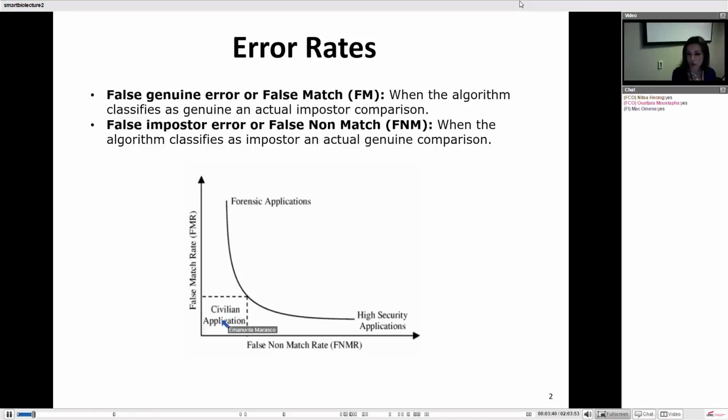Based on the application, because the application usually provides the requirement for false match rate, let's say for a civilian application, the trade-off between false non-match rate and false match rate is at this point, right? So these are the values expected. For a forensic application, we can see that the false match rate is going through higher values. Of course, forensic applications are completely different.